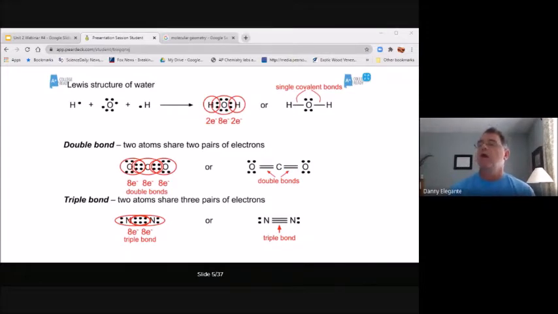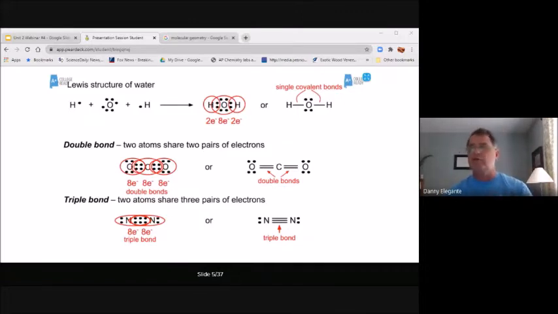So you can have a single bond where 2 electrons are being shared, a double bond where 4 electrons are being shared. And again, we want to show double bonds as 2 lines. And you can have a triple bond. So it's kind of like going to Wendy's. You can get a single, you can get a double, or you can get a triple. Now, you can get a quadruple at Wendy's. It's off the menu, but you can ask for it.